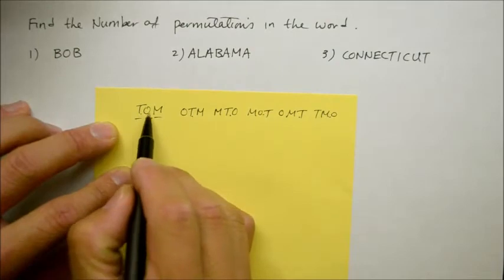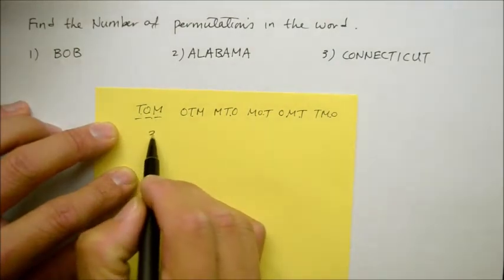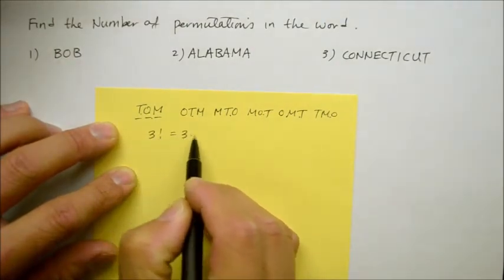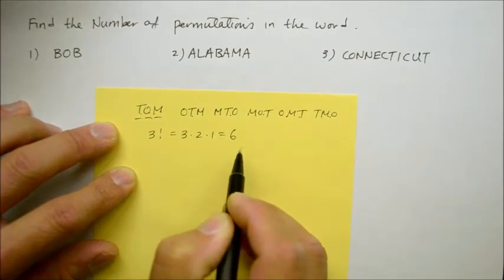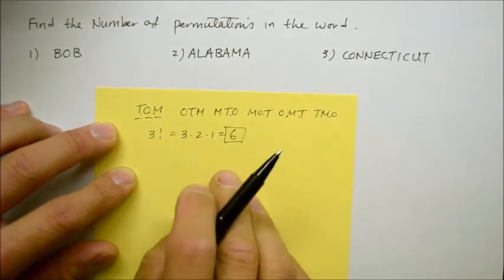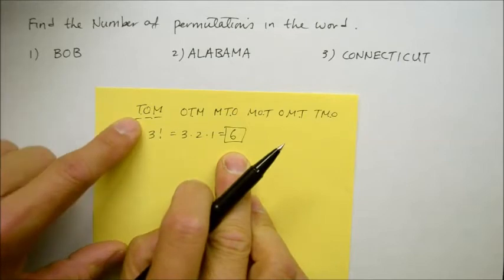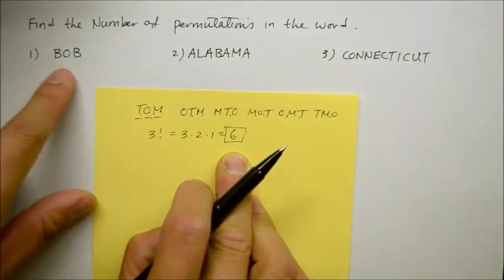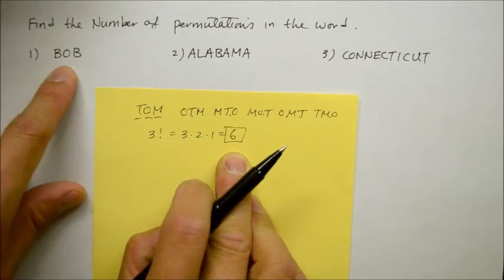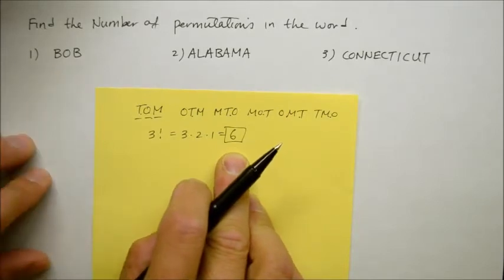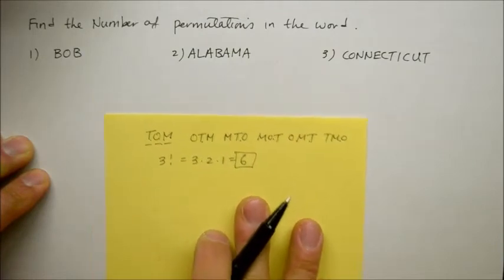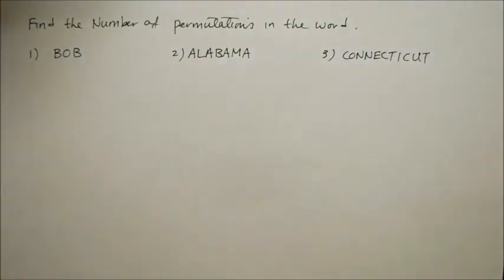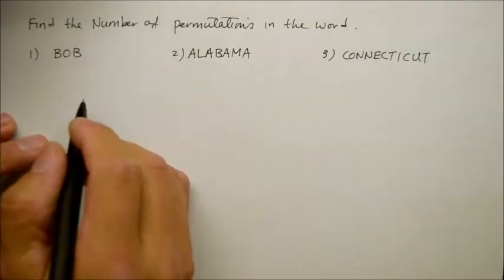Or since there's 3 letters, it'll be 3 factorial, or simply 3 times 2 times 1, which is 6. So that's another way to find how many ways of arranging 3-letter words that are different. But what do you do if some of the letters they give you are repeating letters? So that's what this is about now. And there is sort of a general form to deal with that.